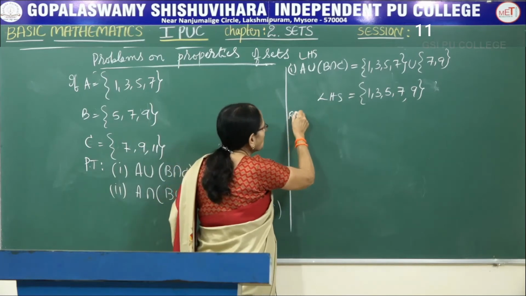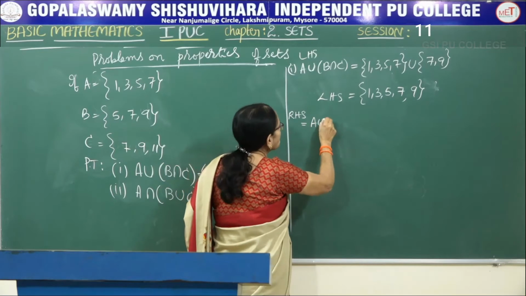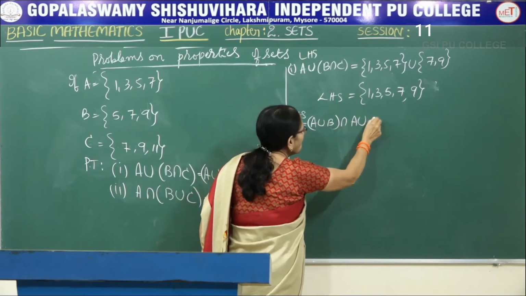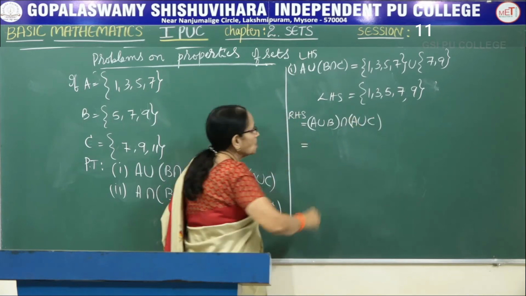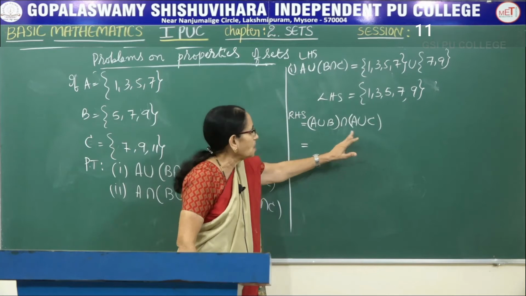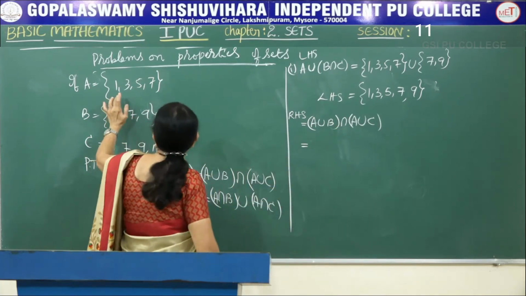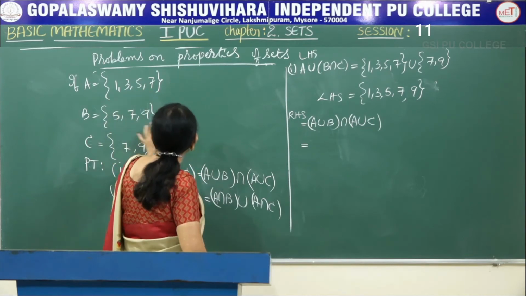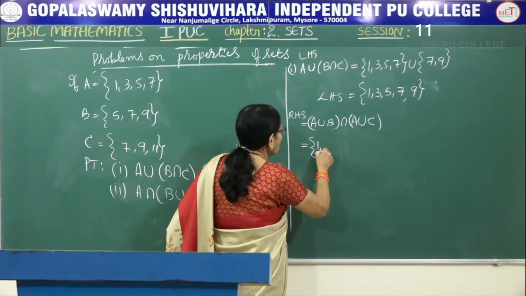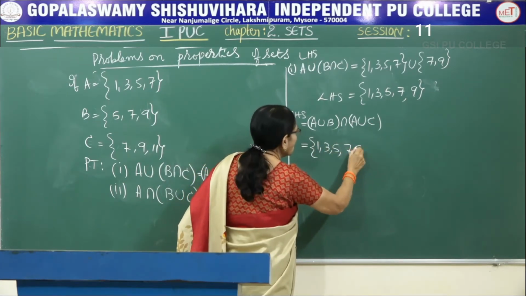Now, let us come to the right hand side part. What do you have on the right hand side? It is A union B intersection A union C. First we find A union B, then we find A union C, and we take the intersection of that one. A union B: 1, 3, 5, 7 and 5, 7, 9. So taking the union, write in the form of a set only: 1, 3, 5, 7, 9.